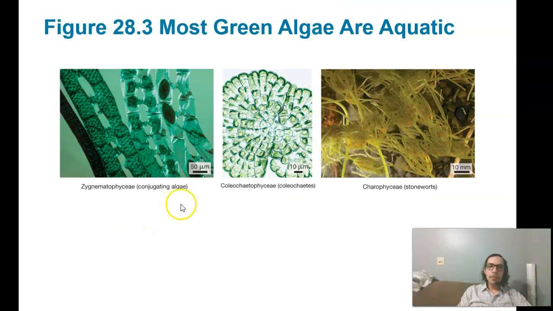So here we can see these examples. Here's a Zygnematophyceae, conjugating algae, and the other two, the stoneworts and the coleochaetes.